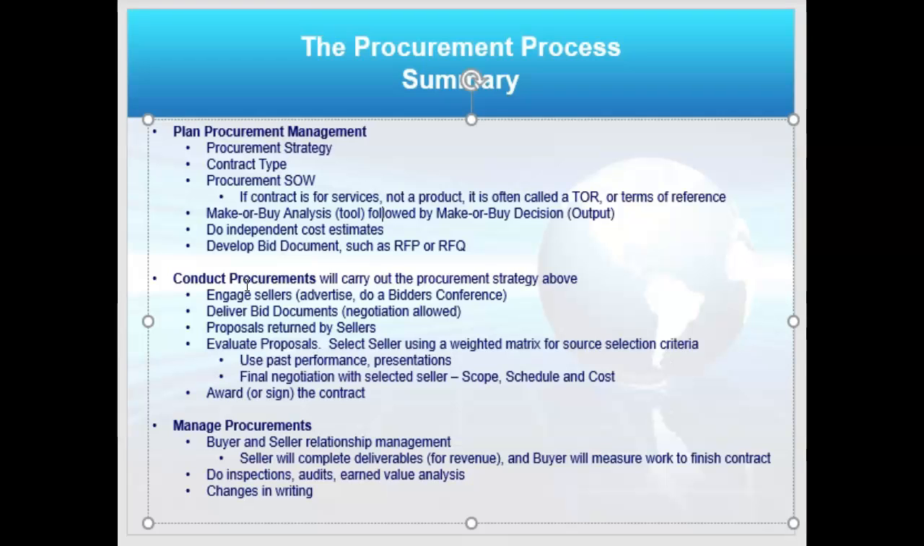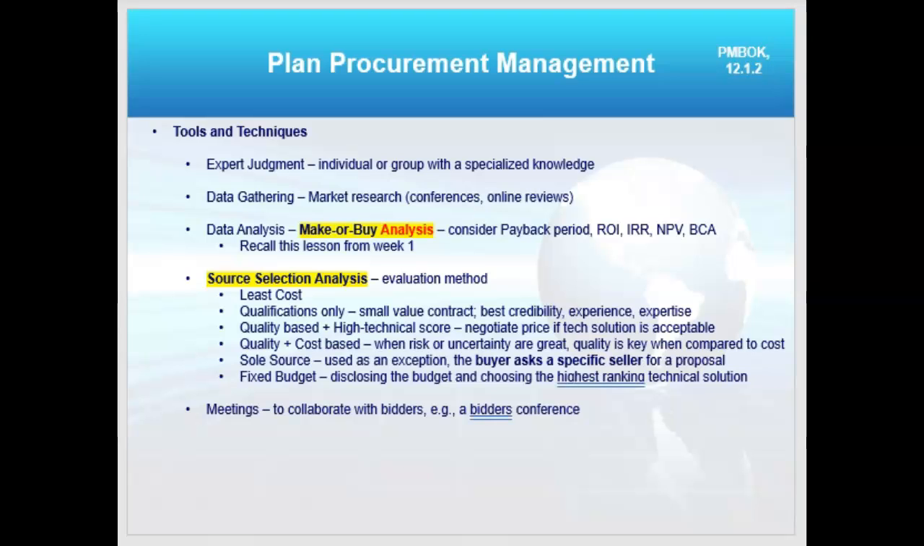Then in conduct procurements, that's where we take these documents from plan procurement and we have a bidders conference and we advertise to sellers. We collect proposals and evaluate them and then award or sign the contract. And then of course we're going to manage those procurements and the relationship around us, the buyer and seller relationship. So I just thought, this is a hard lesson, new for a lot of people. In the middle we would just have a quick summary of what we're doing and where we're at.